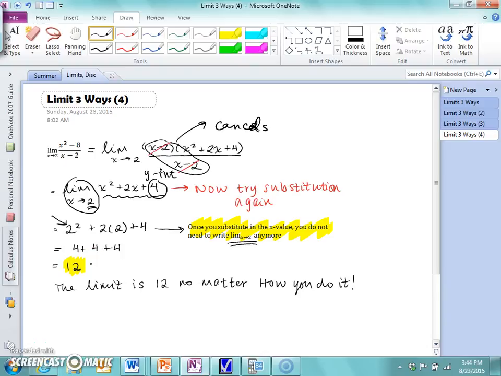So graphically, we thought it was 12. Numerically, it was very clear it was 12. And algebraically, you can see it definitely is 12. So make sure that's all written down because very soon in class you're going to get a worksheet practicing all three methods with 8 or 9 different functions, and this will be your reference.